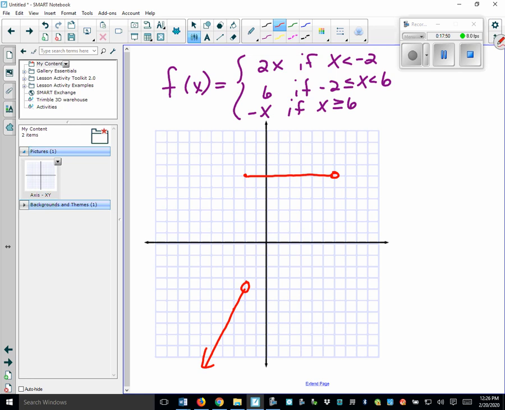Now what about the last piece? Give me a point. 6. 6 is not a point, 6 is a number. -6, and it is a closed circle. Can you give me another point? -7, -8. So it's going to look like this. Right? Can you do that? Everybody's okay with that?